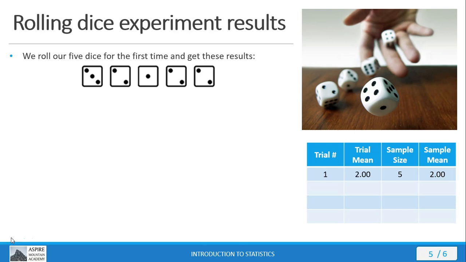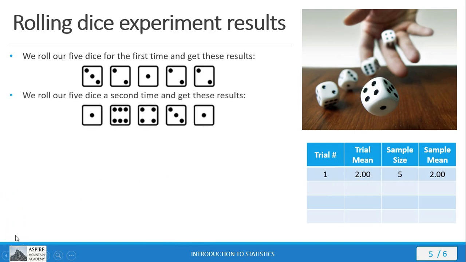So here for our first trial, we've got a mean value of trial for 2. We get that just by taking the 2 plus the 3, which is 5, plus 1 is 6, plus 2 is 8, plus 2 is 10. 10 divided by 5, because there's 5 dice, gives us 2. So there's our trial mean, and we have a sample size of 5, because there's 5 outcomes here. And so our sample mean for the first trial is going to be the same as the trial mean.